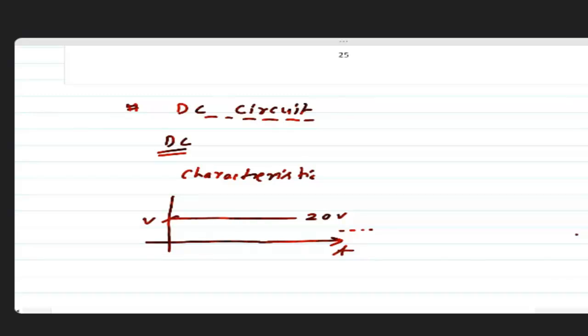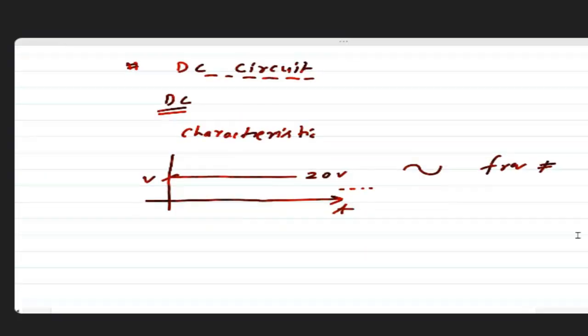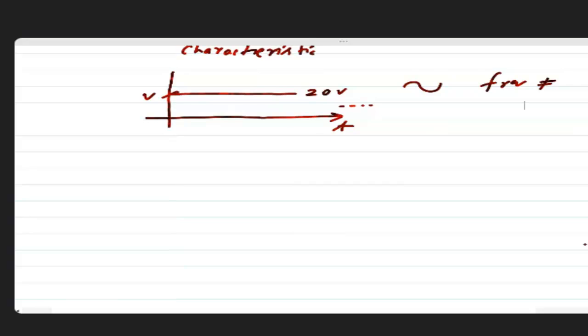It does not have any fluctuation or any frequency. So our analysis is very simple. We do not need to worry about its phasor position and all. So let us start from a very simple question.